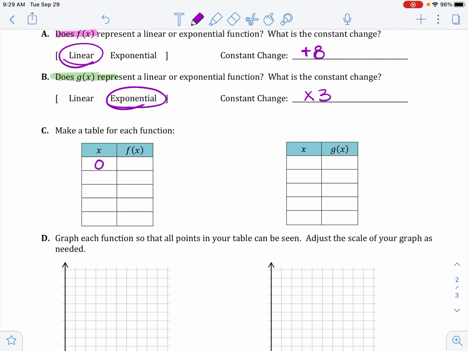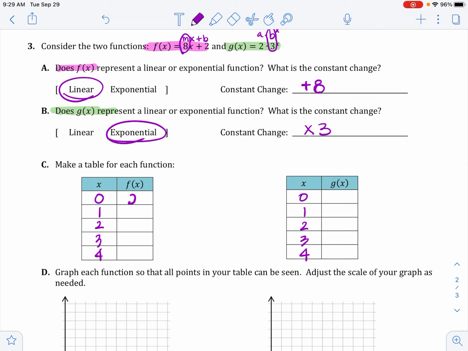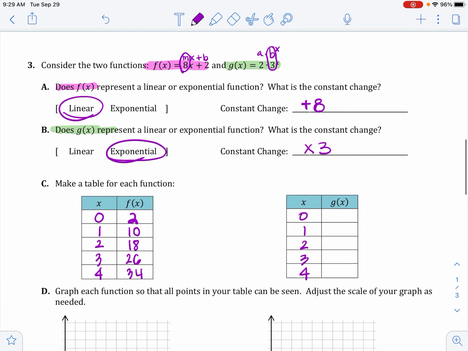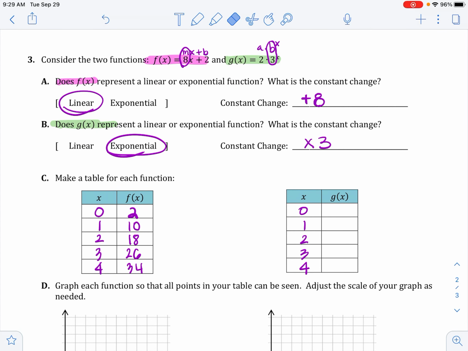Make a table for each function. So both of my x values are going to be 0, 1, 2, 3, 4. All right, so 0 is my initial amount, so I know that's 2 for my function f of x. Or I could plug in 0 and see that I get 2. And now I'm going to get the rest of my table by increasing by 8. So plus 8 is 10, plus 8 is 18, plus 8 is 26, plus 8 is 34. Once again, I could have just plugged in 4 right here and said 8 times 4 is 32, plus 2 is 34. Always 2 ways of getting that table.